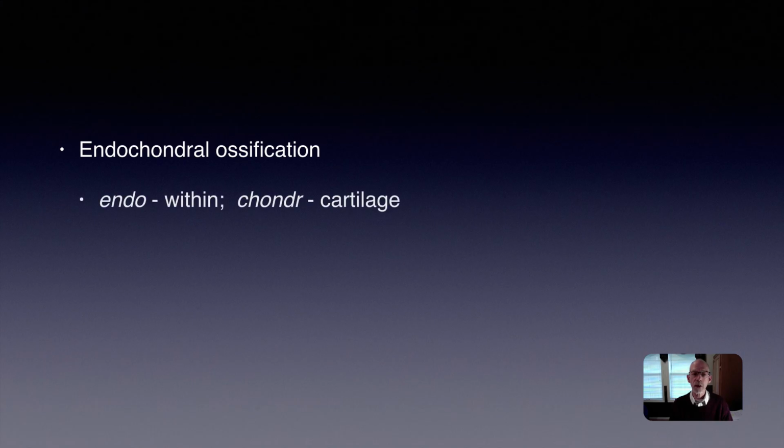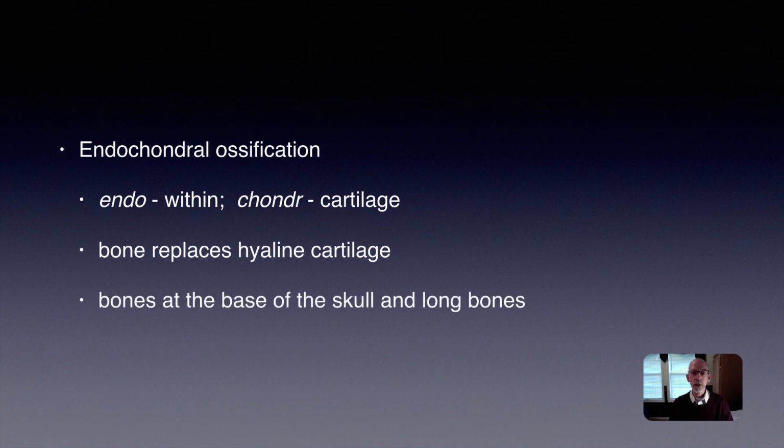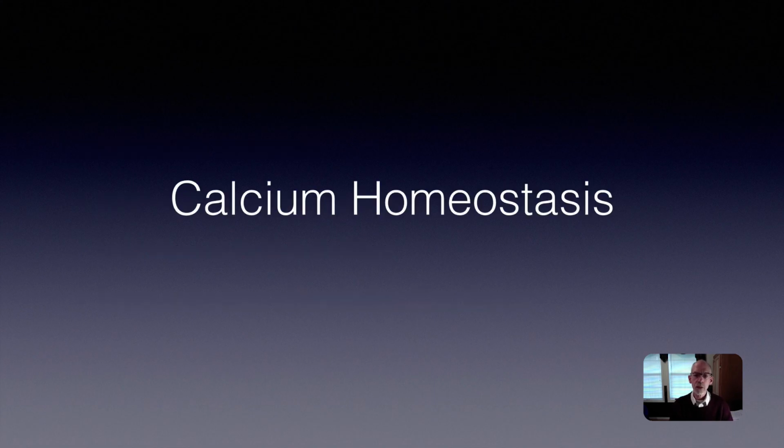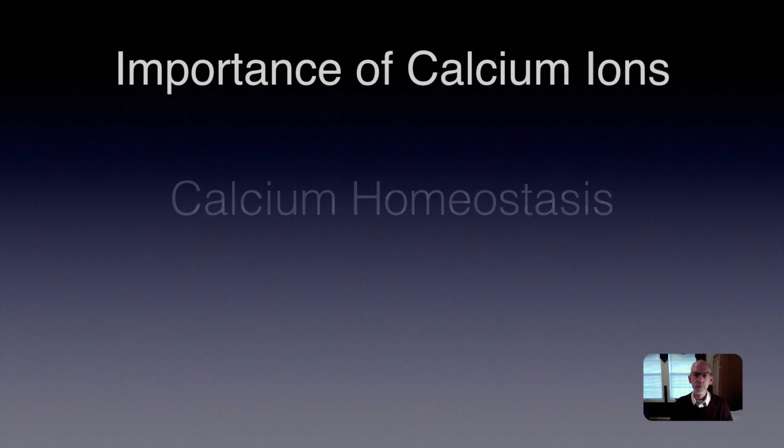Endochondral ossification, on the other hand, involves bone replacing hyaline cartilage, and you can tell this from the root words. Endo means within, and chondro means cartilage. The types of bones that are formed this way are bones at the base of the skull and also the long bones. Let's now look at our last topic, and that's the topic of calcium homeostasis.